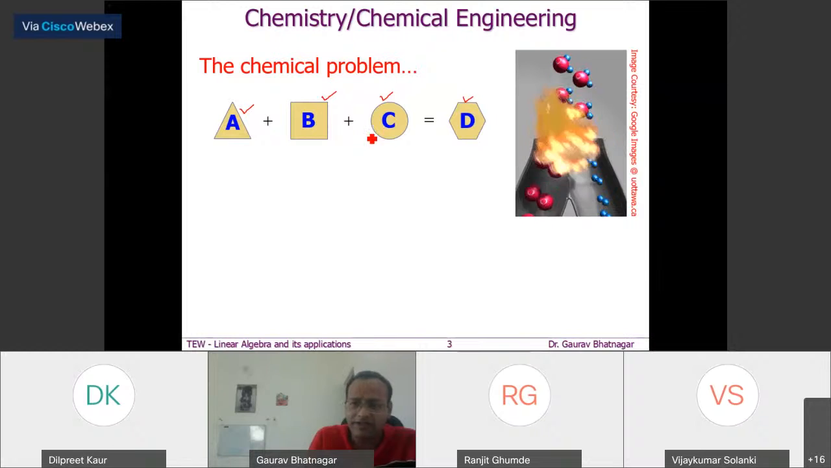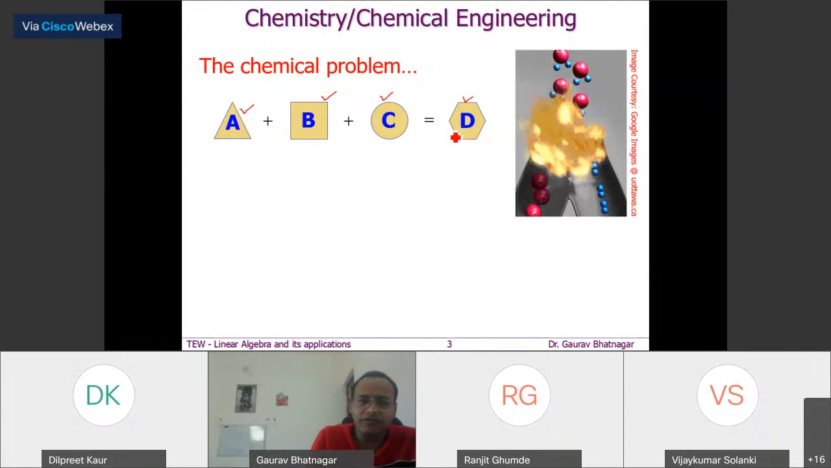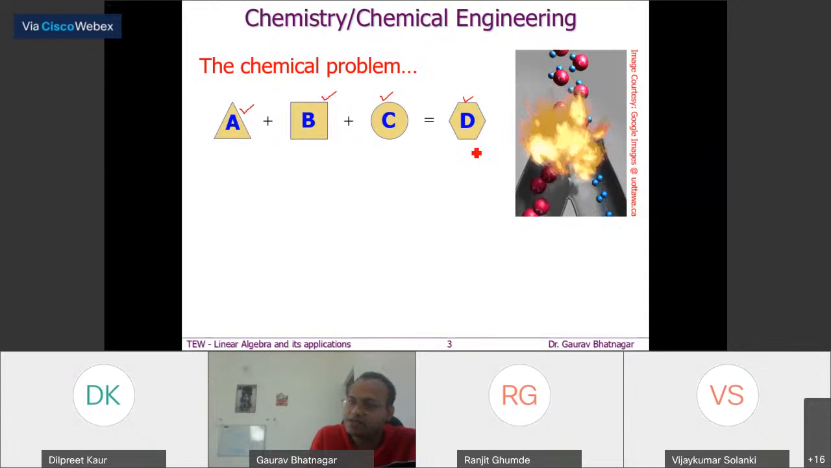So now let us take a very simple problem. In order to create the substance D, we have to take some amount of A and dilute it with water, and similarly we have to take some amount of B and dilute it with water. Similarly, we take the substance C and dilute it with water, and then when you mix all these three diluted substances, you are going to get the substance D.